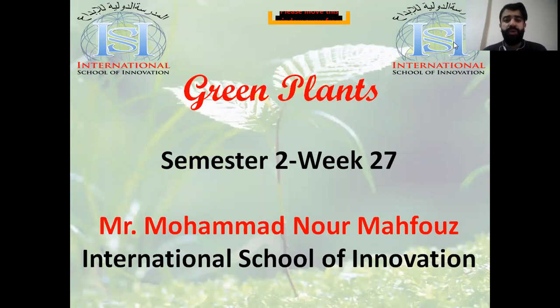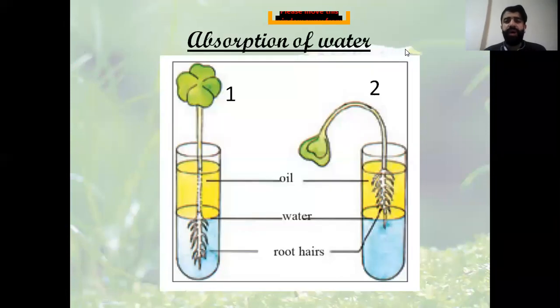In this session, we're going to continue with our chapter about the green plants in this week, week 27. So, in the last session, we talked about the absorption of water. The process of water absorption in green plants occurs through specific structures. And we identified that in this experiment, we have two plants, plant 1 and plant 2.